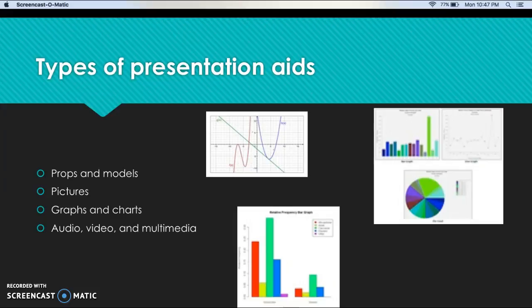Audio, video, and multimedia, these are also really good tools to use. If you can find a video that demonstrates what you're talking about, or you can find some good audio to play while you're talking, it can be very interesting. It can also be very hard to work into your speech because it might take up a lot of time, which you should be using to present your topic.